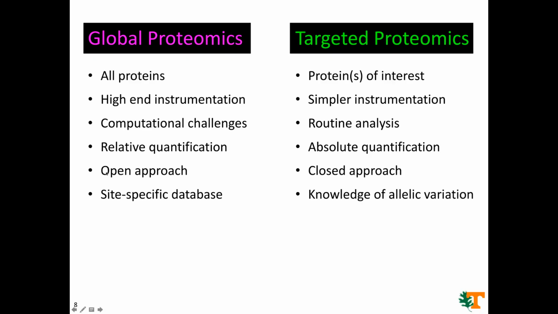I mentioned this last time, the difference between an open approach, so we look at everything that's there, and a closed approach, where we only look for the proteins that we are interested in. If there are other proteins that could be of interest, we will not see them unless we include them in the analysis from the beginning. I talked a little bit about the database requirement, and this is important. And for the targeted proteomics approach, there's also a little issue with allelic variation, and I explain this real quick.